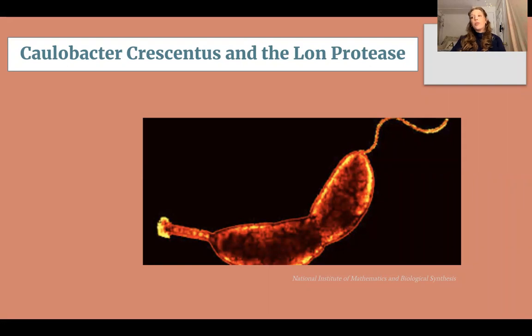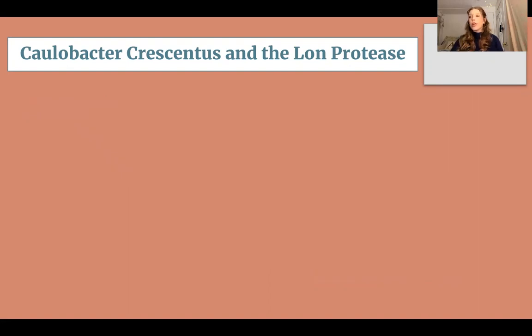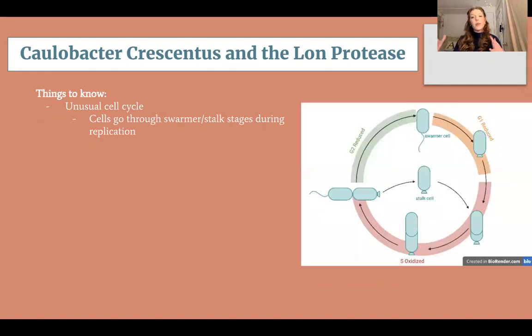The strain that we'll be using for this experiment is the NA1000 or the CB15N. A couple things about Caulobacter is that they have an unusual cell cycle, which we will go further into detail, but this diagram provides a quick insight into the process.